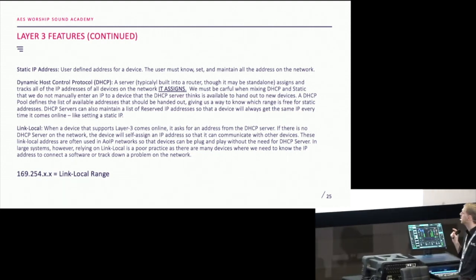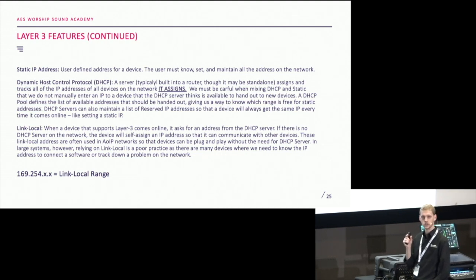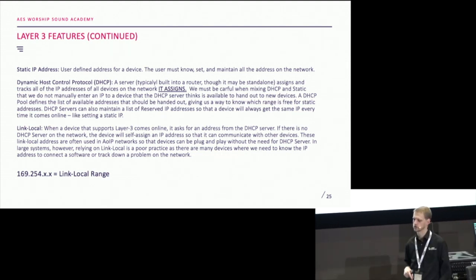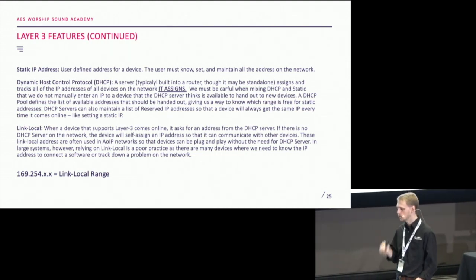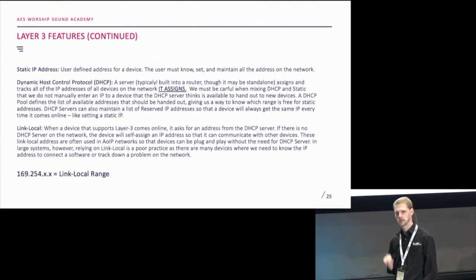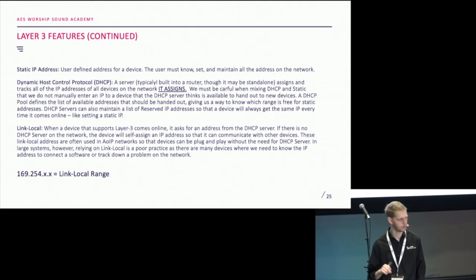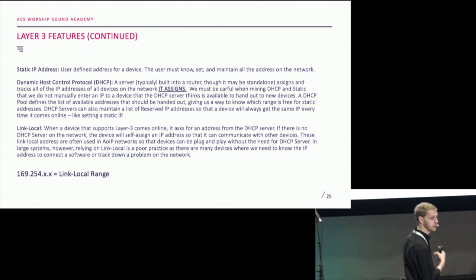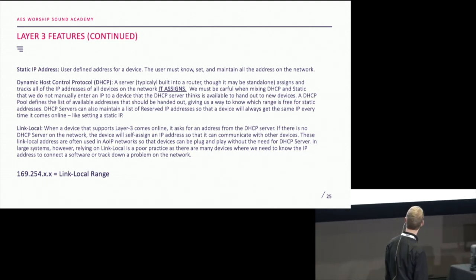So we can utilize a reservation list inside the DHCP server, where we can always say the console is always 192.168.1.10. That's always the console. I know I can always get to him. So we can utilize reservation lists in the DHCP server for that kind of stuff.